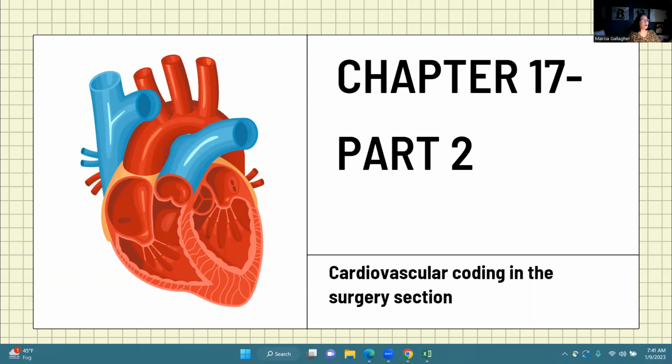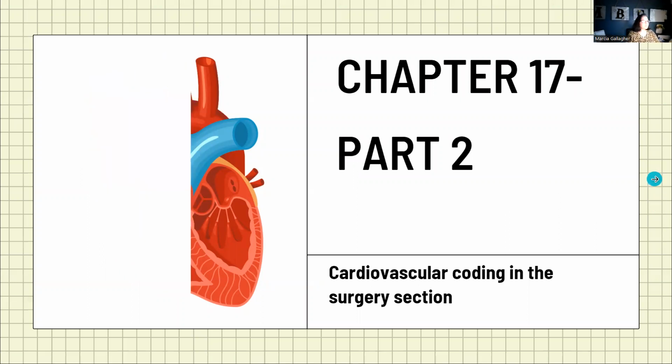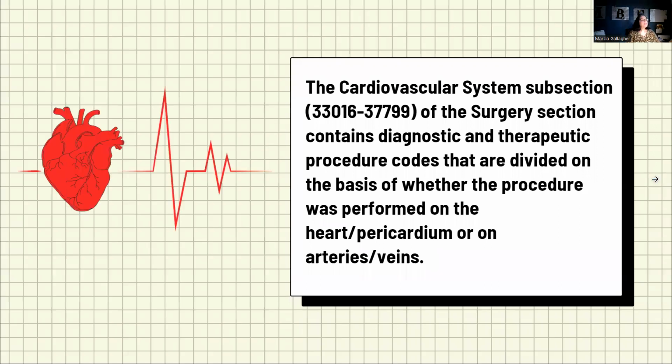Chapter 17, Part 2, Cardiovascular Coding in the Surgery section. So the cardiovascular system subsection starts with 33016 and goes all the way to 37799 of the surgery section. Contains diagnostic and therapeutic procedure codes that are divided on the basis of whether procedure was performed on the heart, pericardium, or on the arteries or veins.